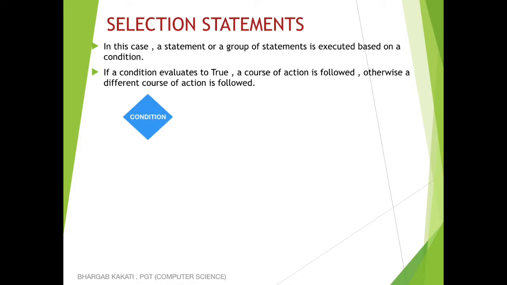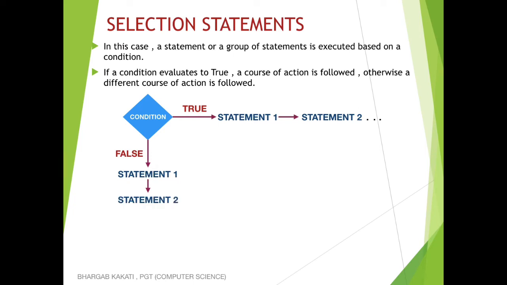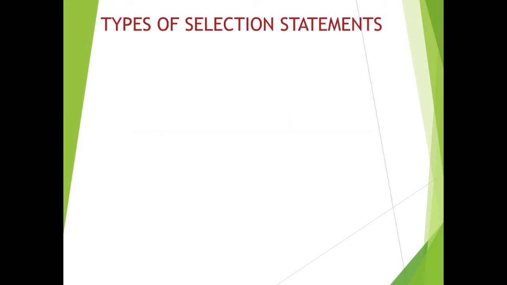Let's try to understand it with the help of a flowchart. So here, in all the categories of selection statements, we'll be having a condition. The condition may be true or it may be false. If the condition is true, a set of statements will be executed, and if the condition is false, then a different set of statements may be executed or the condition may be ignored also. Now let's go and check out the types of selection statements.